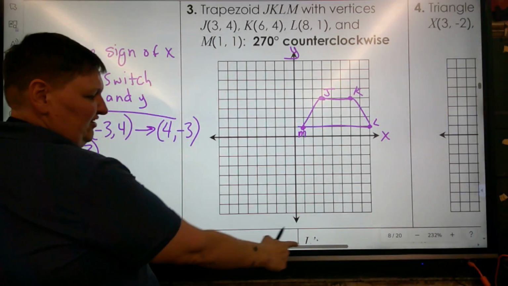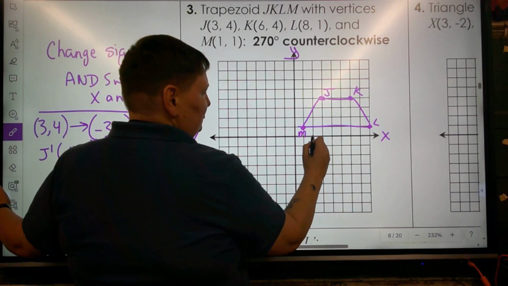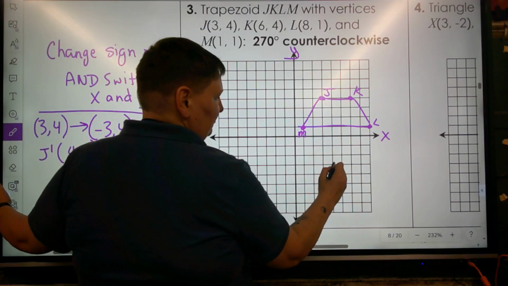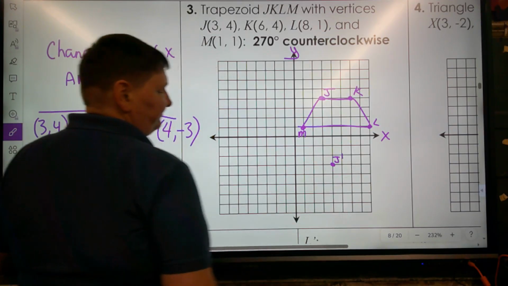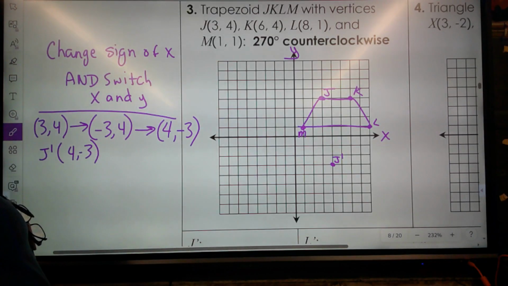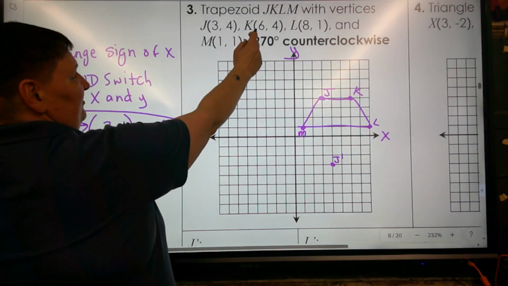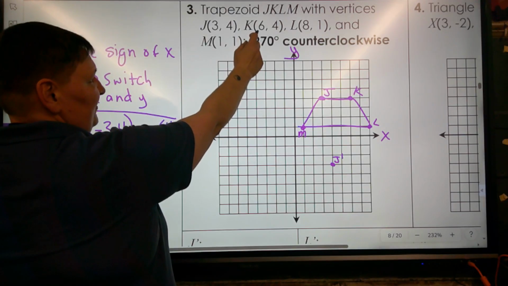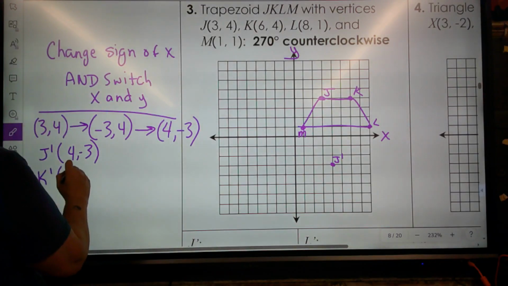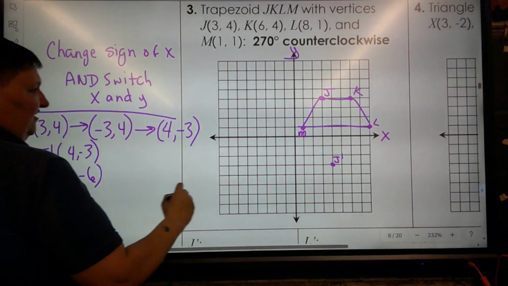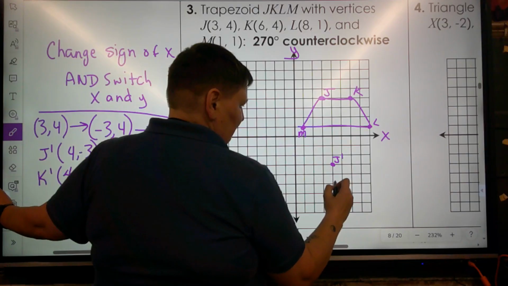Remember, put your answers down here. 4, -3 is J prime. So 1, 2, 3, 4 to the right, 3 down is J prime. K prime, change the sign of X value, so it'll be -6, and then switch, 4, -6. K prime is 4, -6. 1, 2, 3, 4, 5, 6.